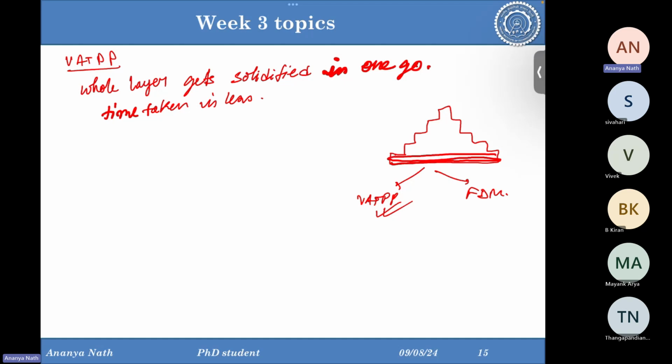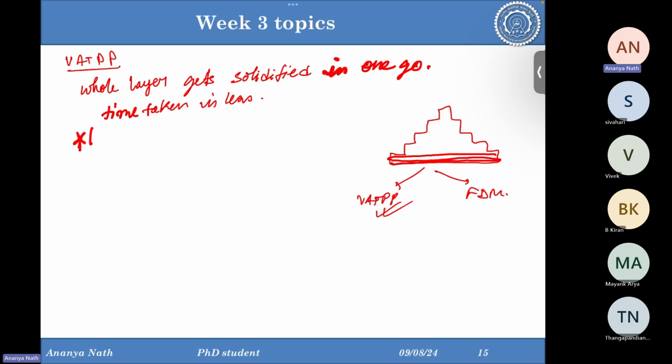Okay, but in VAT photopolymerization, the light is getting exposed to the whole layer at the same time. All the pixels are getting generated, or using the mask, the whole light is getting projected on the whole layer. So the layer is getting solidified in one go. There is no pixel to pixel solidification. Okay. So this is why this takes lesser time.